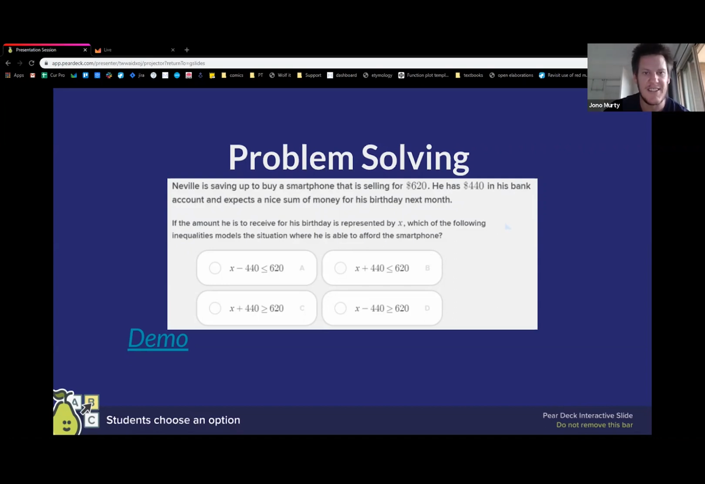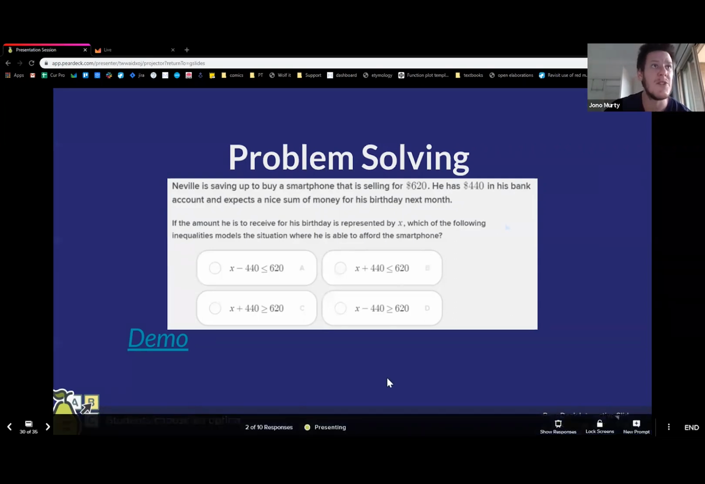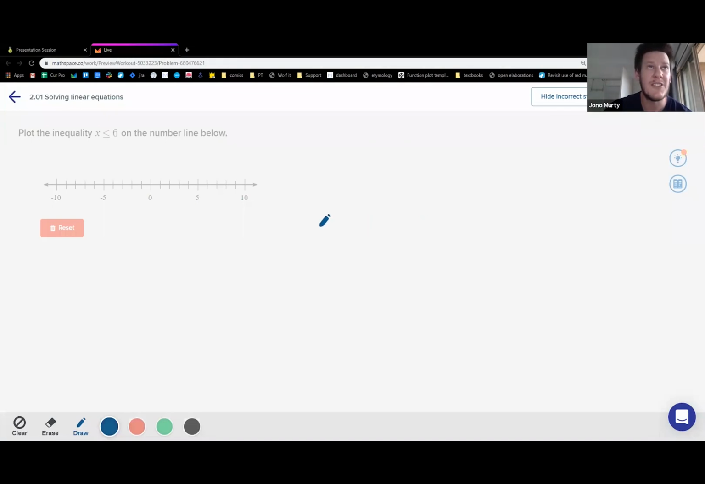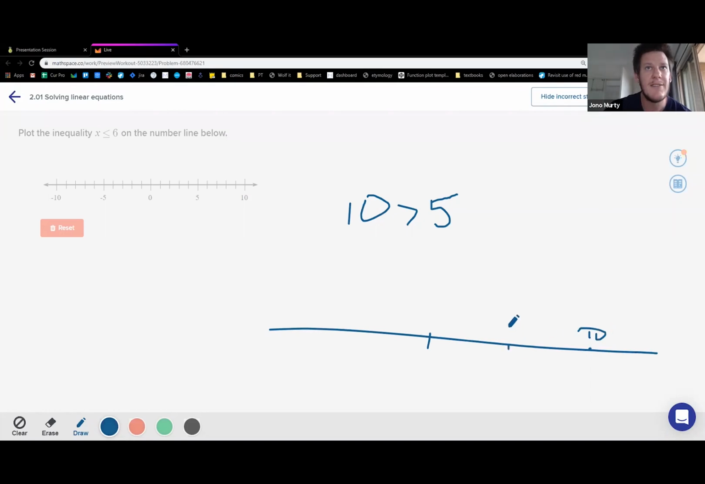Okay, Josh has just asked, I don't understand why you have to switch the inequality. The easiest way is really just to think about a logical example. Something like 10 is greater than 5. If I have 10 on the number line here and 5 on the number line here, this is really saying 10 is further to the right than 5. On a number line, the further to the right you are, the greater you are.